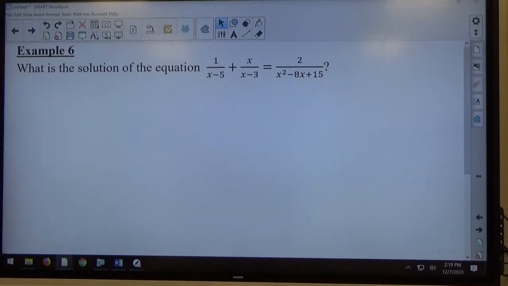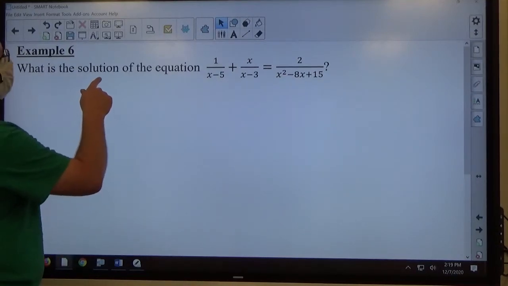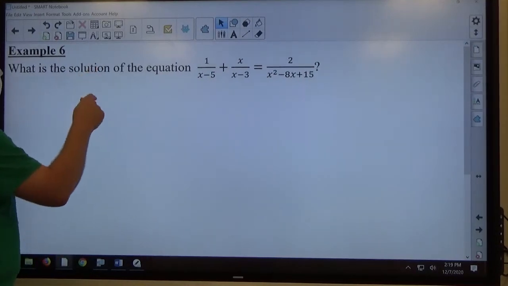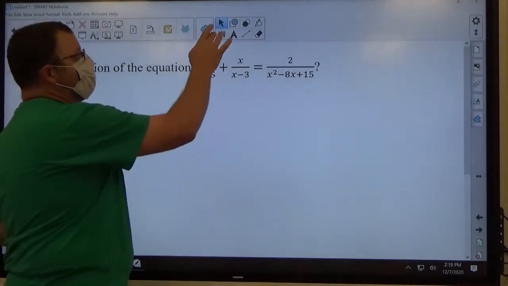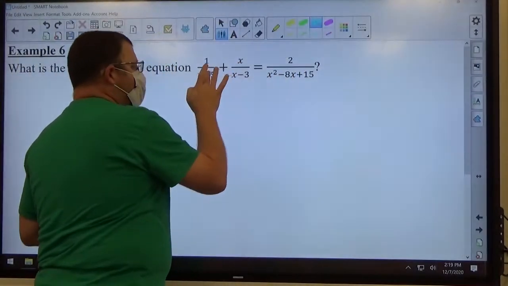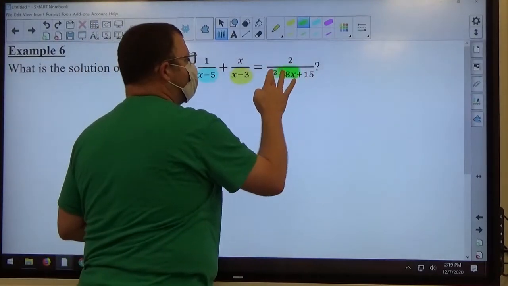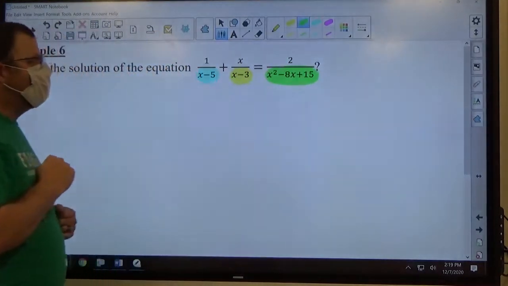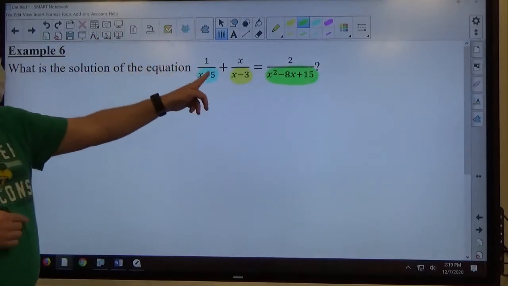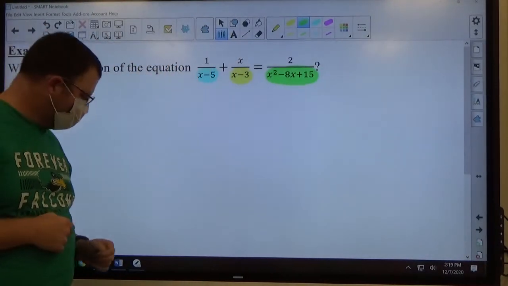Okay, example 6. What's the solution to the equation 1 over x minus 5 plus x over x minus 3 equals 2 over x squared minus 8x plus 15? First thing is, I'm again looking at denominators here. x minus 5, x minus 3, x squared minus 8x plus 15. And a plus sign and an equal sign, so there's 3 total terms here.